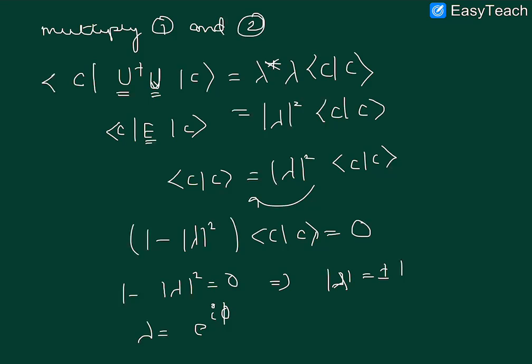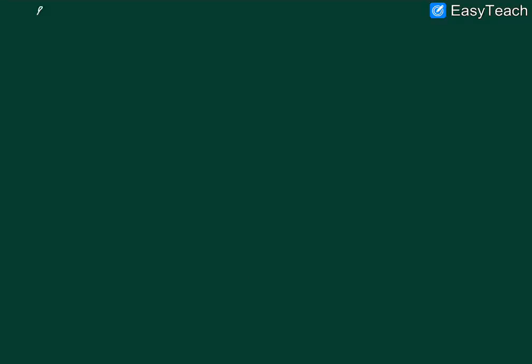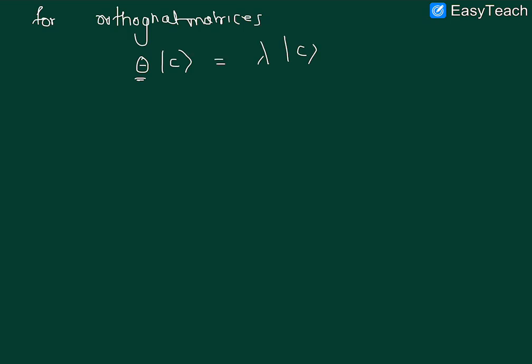And for orthogonal matrices, let my orthogonal matrix be denoted by O. Okay, so OC equals lambda into C, and if I take the transpose on both sides, or rather let me take the adjoint on both sides, that will give me C dagger O transpose equals lambda star into C dagger. Okay, that is my 3 and 4.